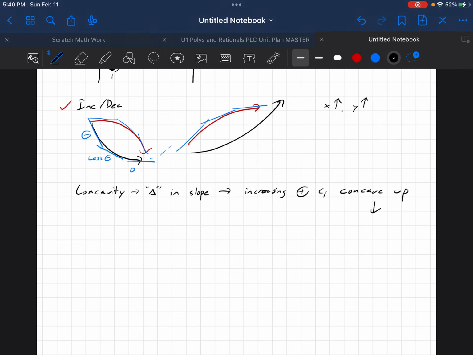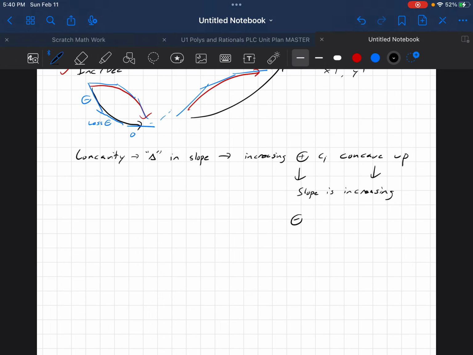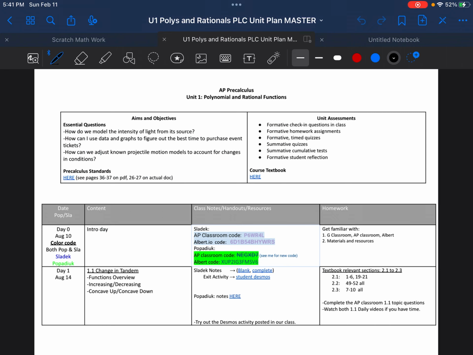Okay, so I'm going to say concave up, or positive concavity, this means the slope is increasing. Okay, and if we have negative concavity, or concave down, that means the slope is decreasing. Okay? Yeah, so that's it for 1.1.